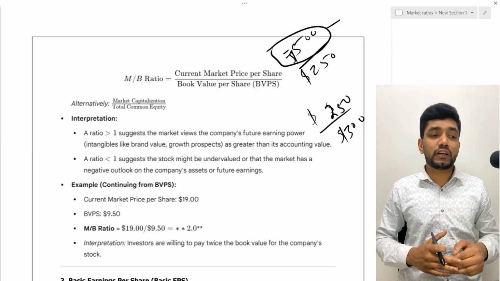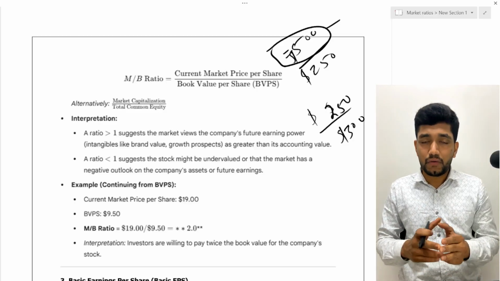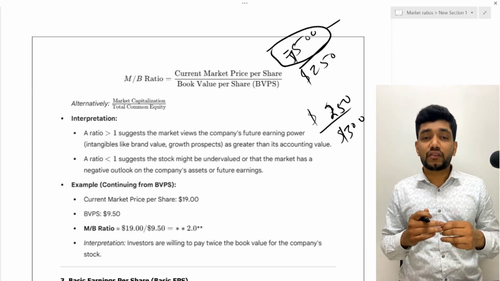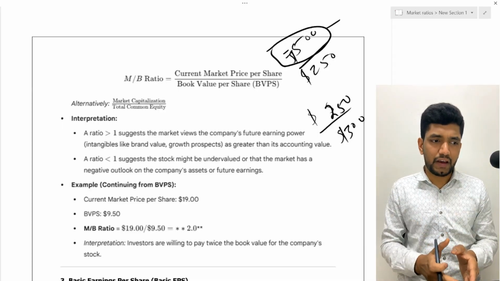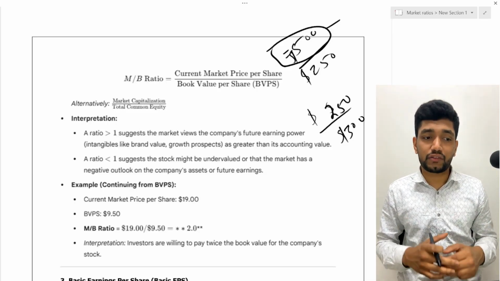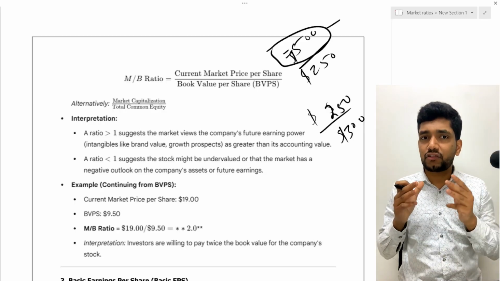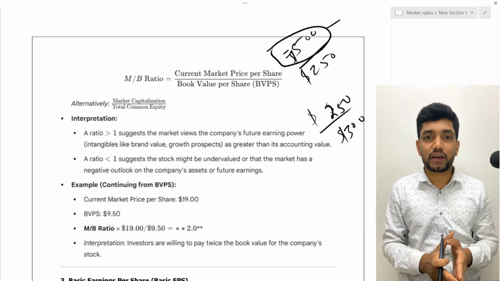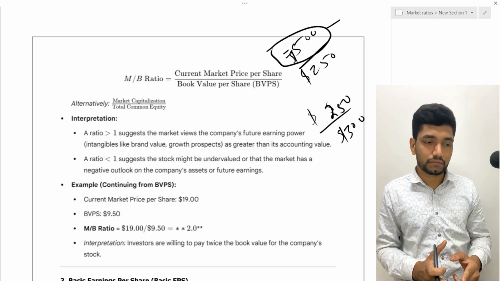So even before interpreting the market to book value ratio, we have to consider different scenarios or different approaches, whether this is overvalued or undervalued due to any speculation effect or its company reputation. This has to be considered before making any investment decision.